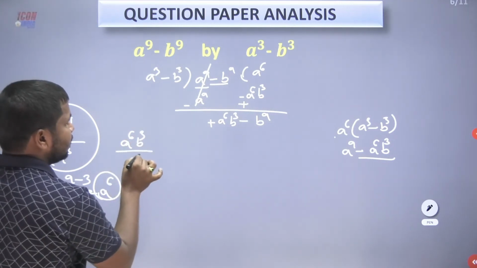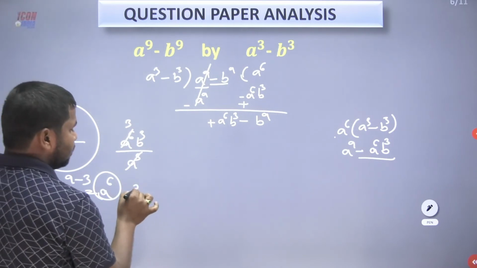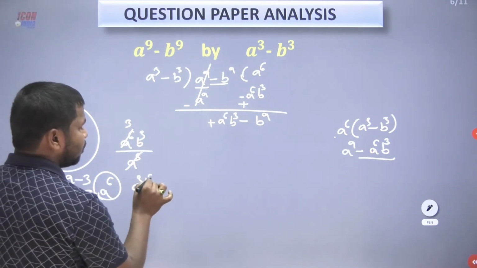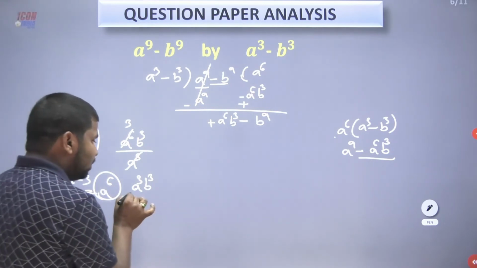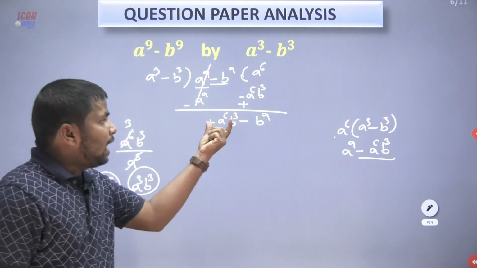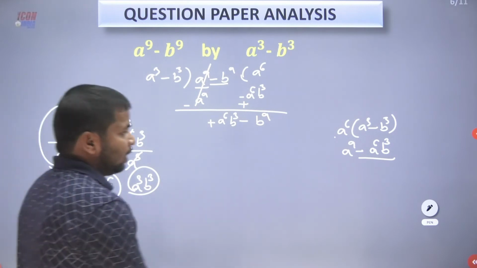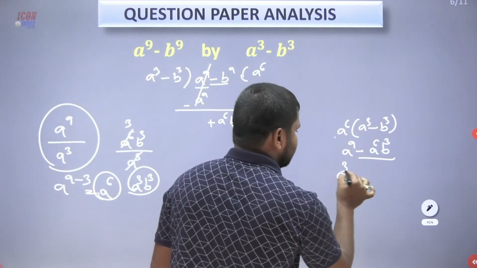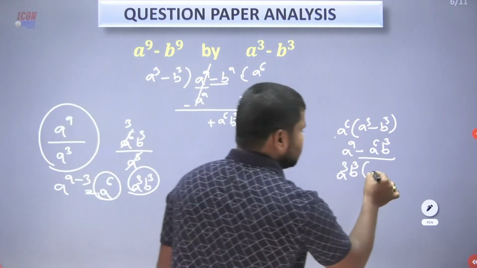Now take a to the power of 6, b to the power of 3. We need to divide with a to the power of 3, so the remaining will be a to the power of 3, b to the power of 3. So we need to multiply with a to the power of 3, b to the power of 3 to eliminate the value a to the power of 6, b to the power of 3. Right. Now multiply a to the power of 3, b to the power of 3 into a cube minus b cube.